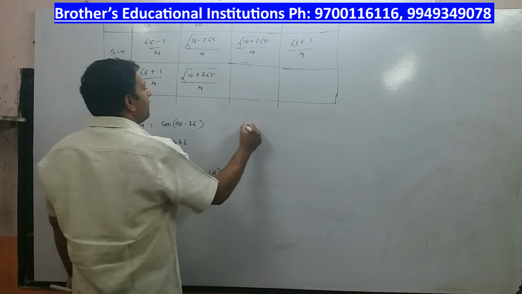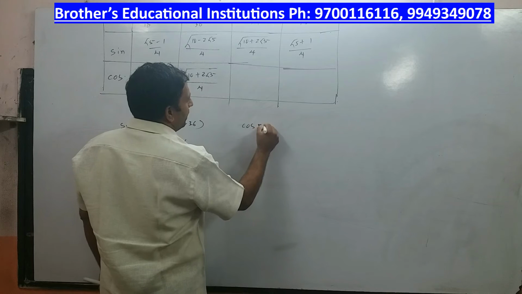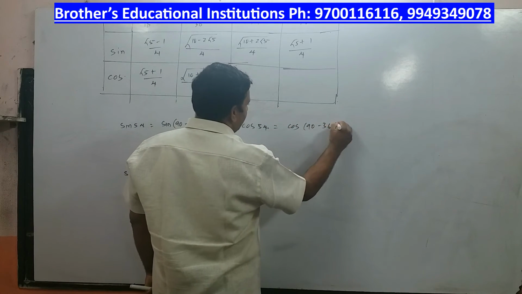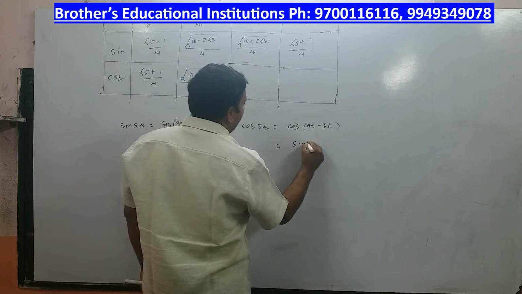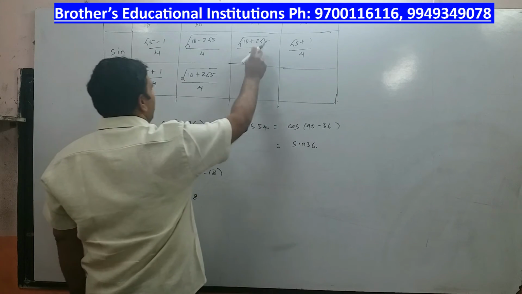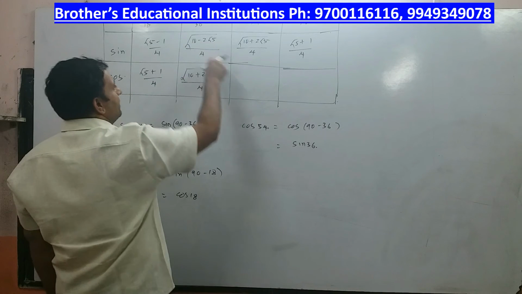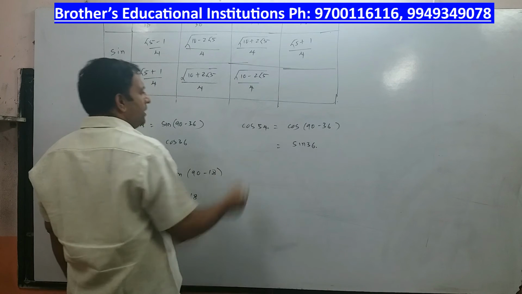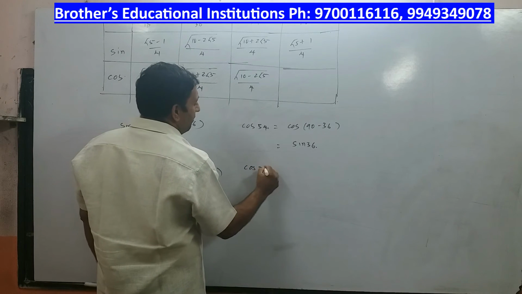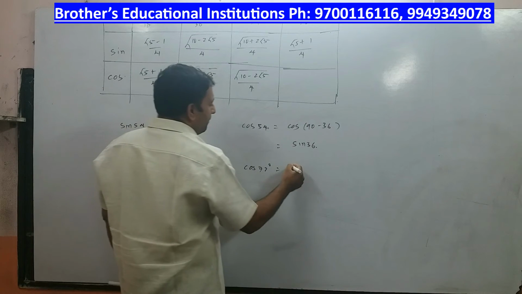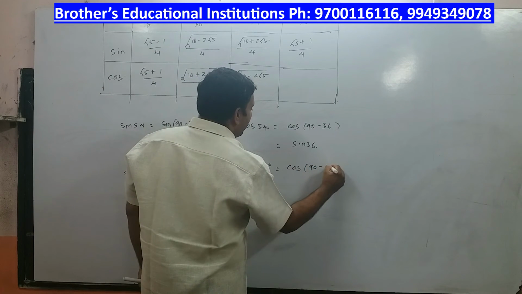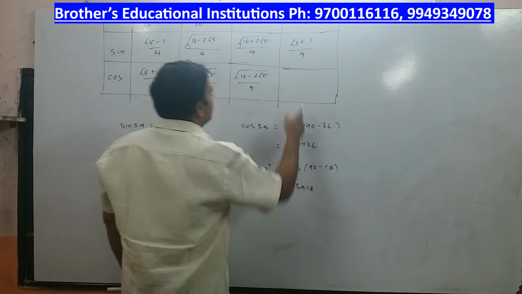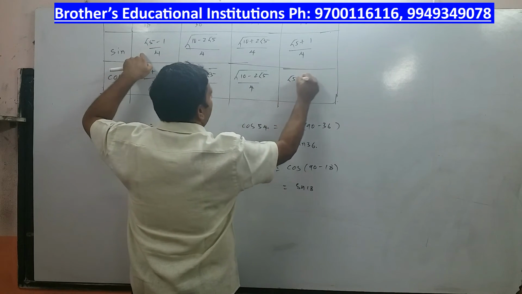In the similar fashion, if I wish to find cos 54, cos 54 is nothing but cos of 90 minus 36. What is cos of 90 minus 36? Sine 36. So if I want to find cos 54, I must remember what is sine 36. So it will be under root 10 minus 2 root 5 by 4. In the similar fashion, if I want to find cos 72, cos 72 is equal to what? Cos 90 minus 18. What is cos 90 minus 18? Sine 18. So sine 18 value is how much? Root 5 minus 1 by 4.